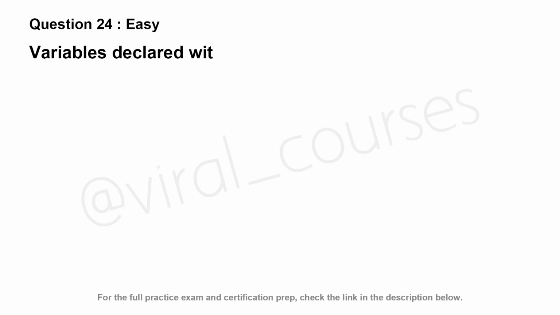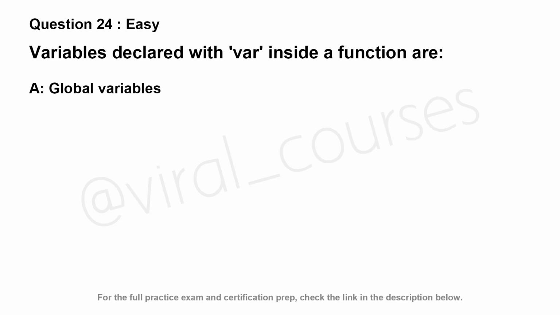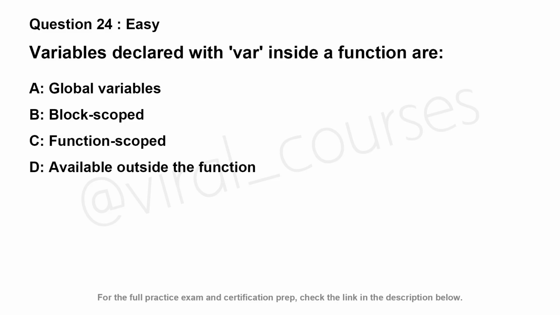Variables declared with var inside a function are: Option A, global variables. Option B, block scoped. Option C, function scoped. Option D, available outside the function.